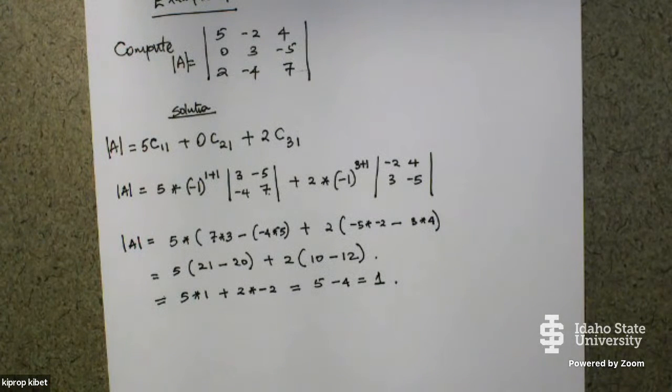So that is how we use the cofactors. You actually use the row or column which has as many zeros as possible. You can actually also use the second row, and it will give you the same answer.